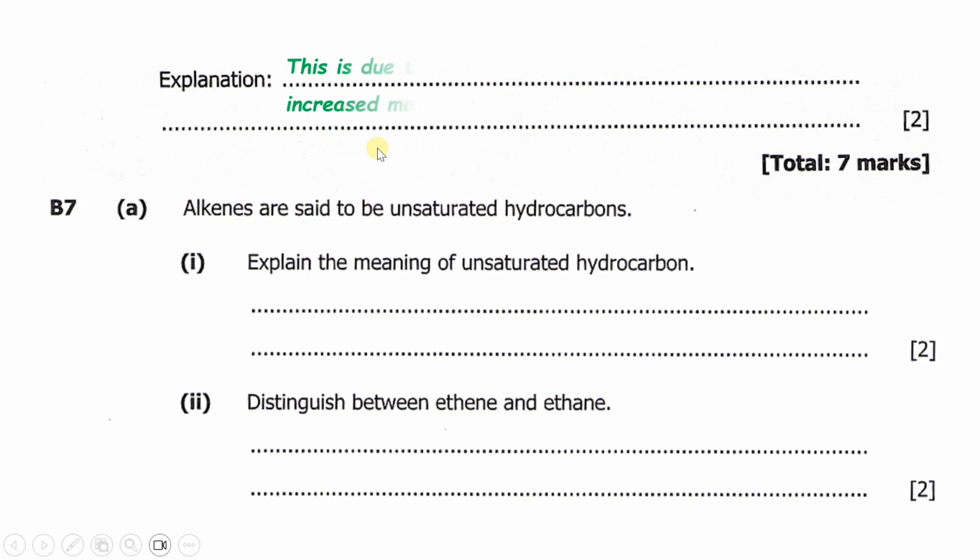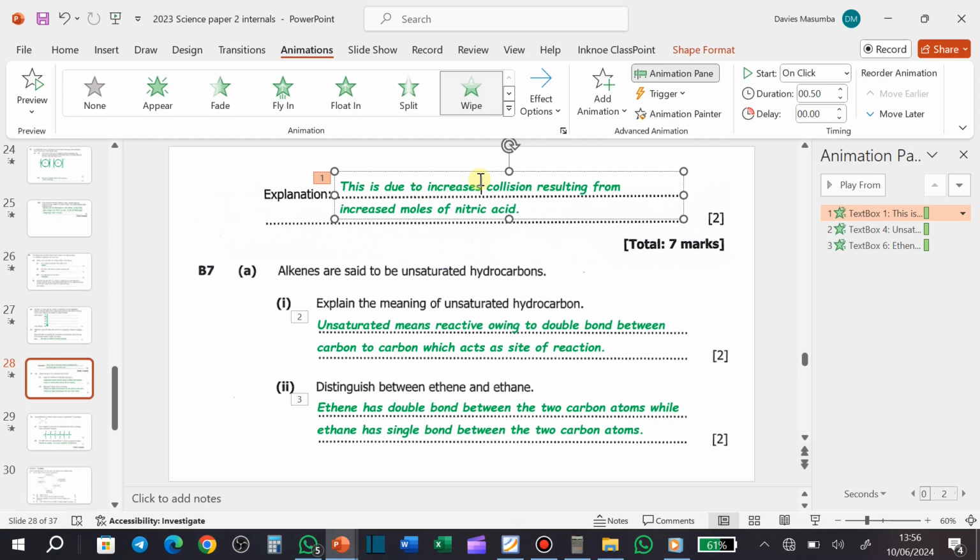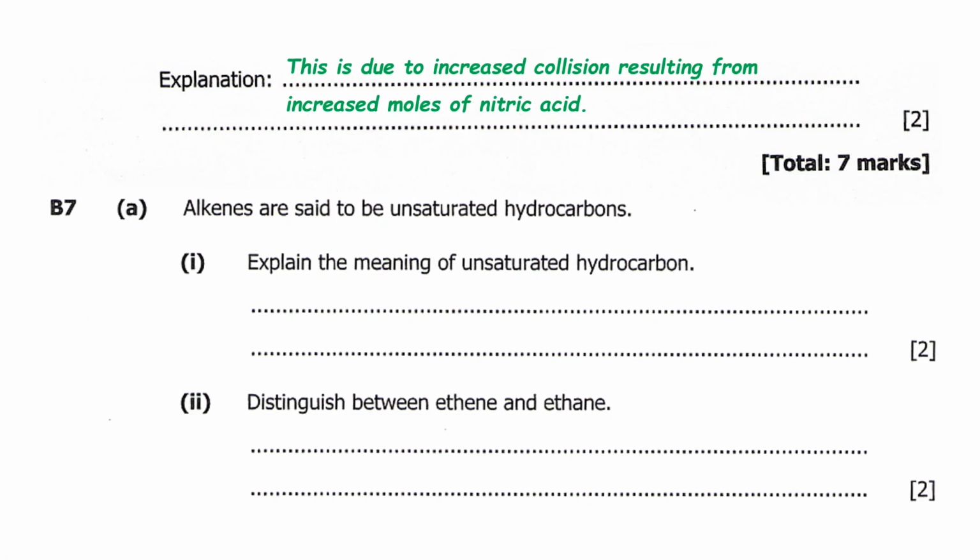Then the explanation will say this is due to increased collision. Okay, here it should have been D, so let me just put D here. So this is due to increased collision resulting from increased moles of nitric acid. When moles of nitric acid are increased due to increase in concentration, there will be an increase in the rate of chemical reaction.